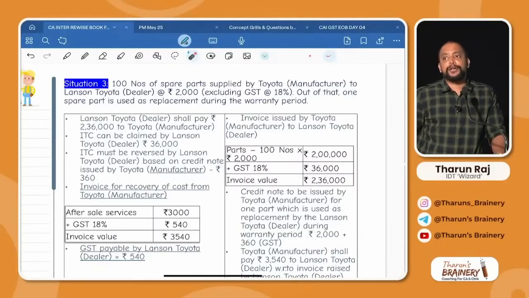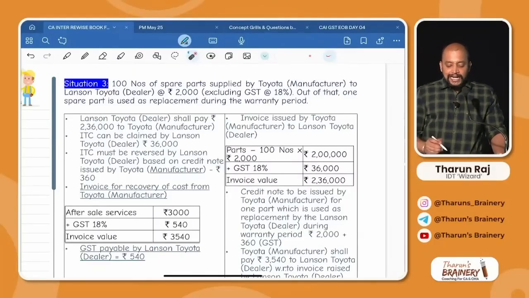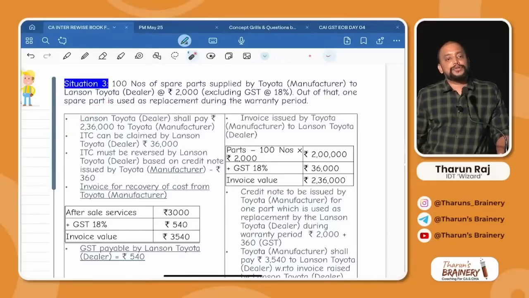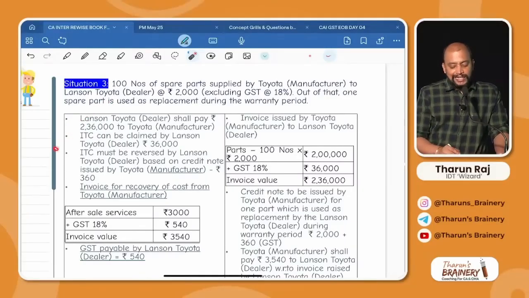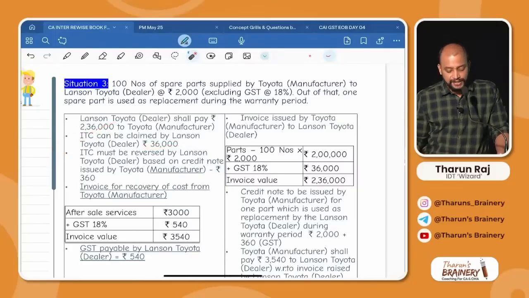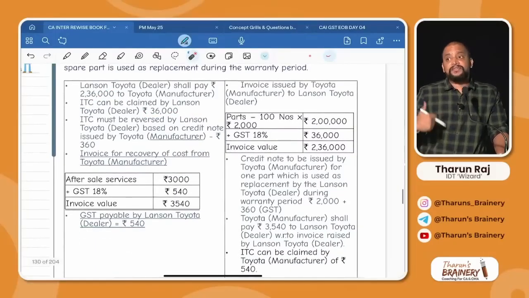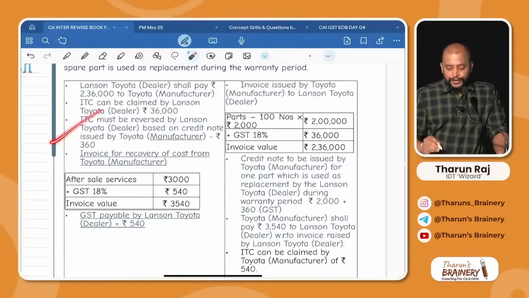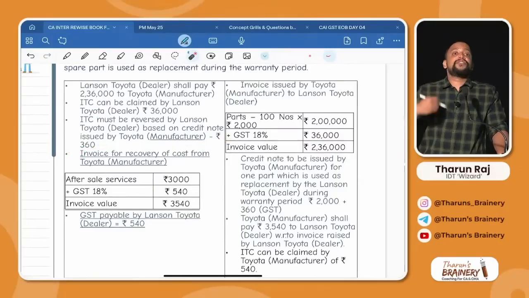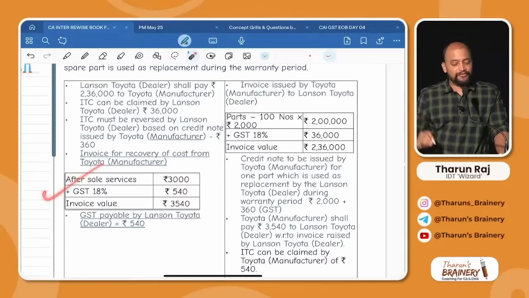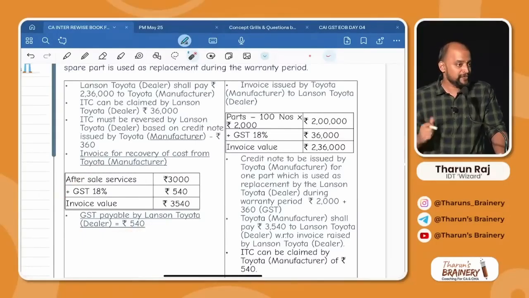First, from the dealer's point of view, you see. Dealer shall pay 2,36,000 to the manufacturer. Out of that 36,000, the dealer will take an ITC of 36,000. And as and when the manufacturer sends you a credit note, you need to reverse 360 rupees. And for recovery of that 3,000, you will raise an invoice to me for 3,540 and you will pay 540 to government. Understood from the dealer's point of view?